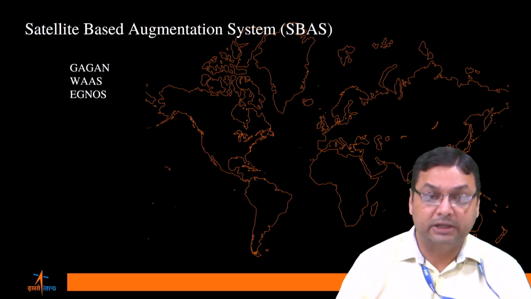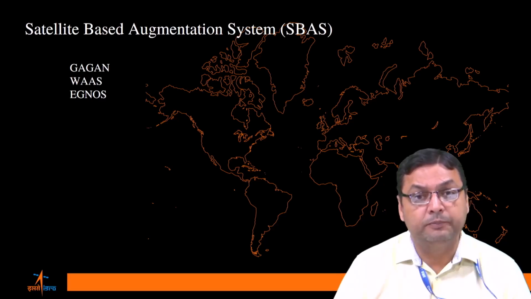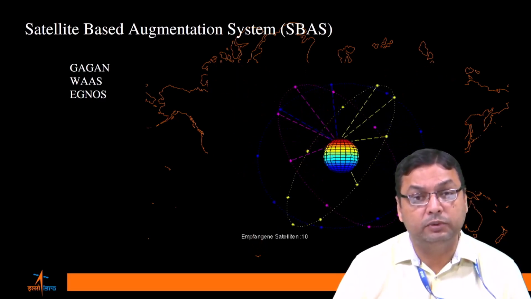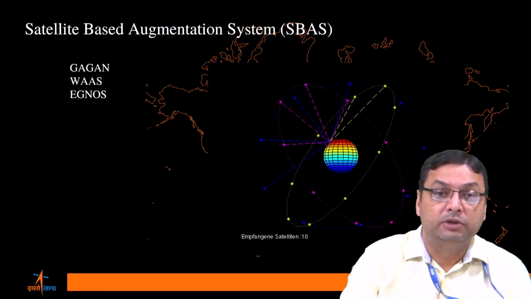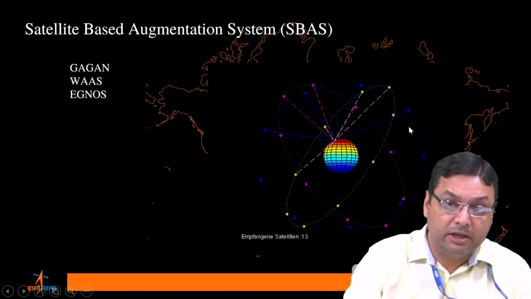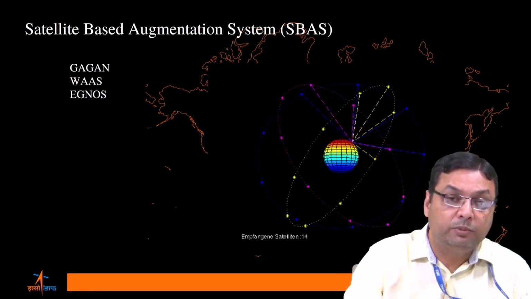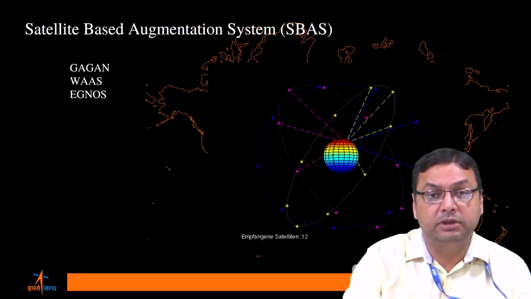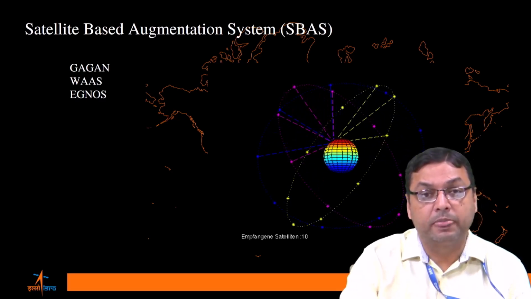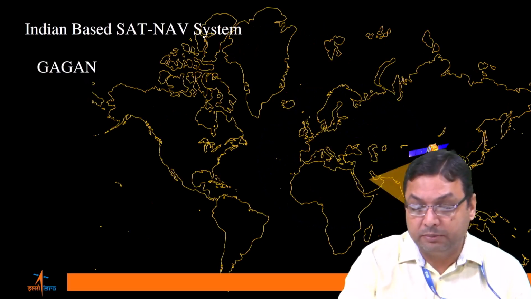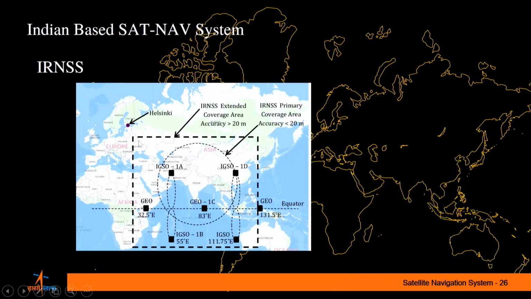So like that, the satellite-based augmentation system works, wherein primarily the correction parameters are sent to the user in real time. We can see that in addition to the GPS satellites, the role of broadcasting the correction parameters to the user is taken care of by the geostationary satellites. So GAGAN is providing the services in the Indian region. This is the footprint for that.